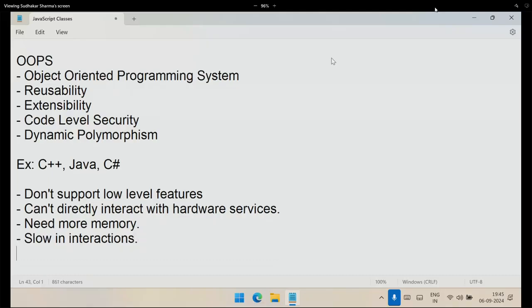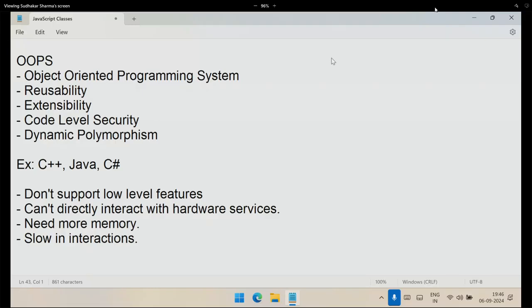So object-oriented programming is not a great programming environment for every type of application. It doesn't suit certain situations. It doesn't support low-level features. It cannot directly interact with hardware. It needs more memory. It is very slow in interactions. But if you want features, you have to compromise with memory and speed. If you are not looking for features, then we have something better than object-oriented programming.